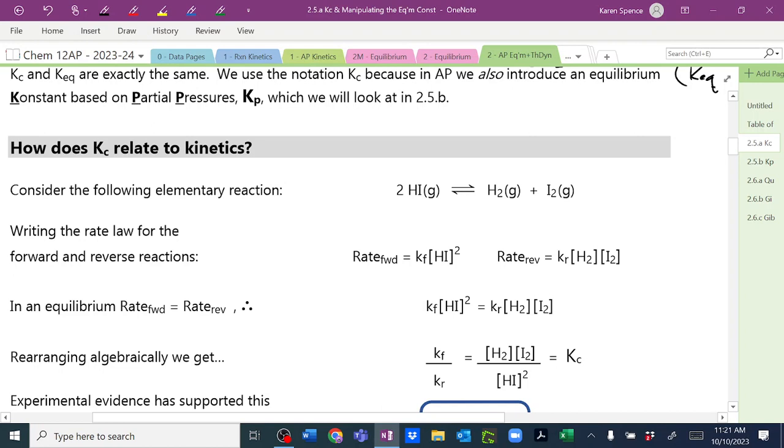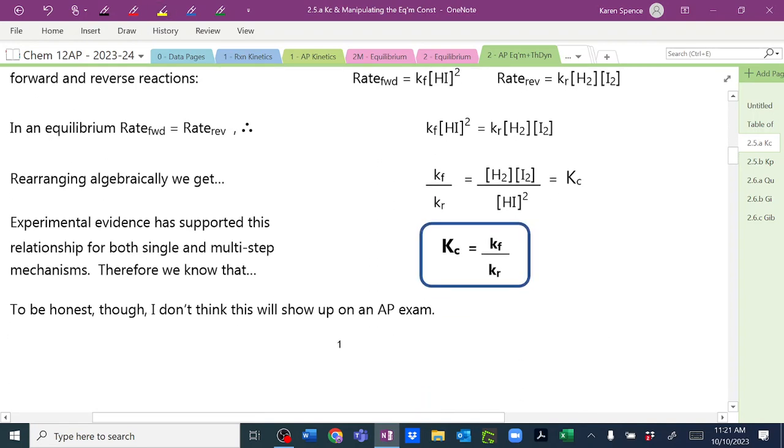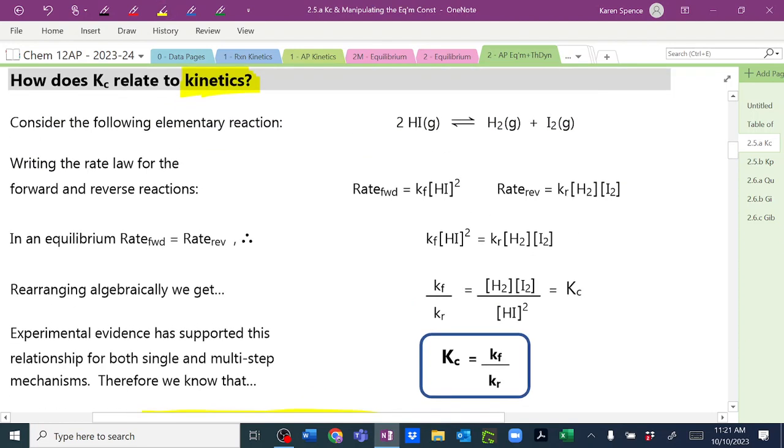Now, how does Kc relate to kinetics? I feel like you're never going to have to do this. I don't think this will show up on an AP exam. So we're going to go through it quite quickly, and you can maybe just ignore it if you don't want to learn it, okay? So consider the following elementary reaction. We've got two particles on the left, and we've got two particles on the right.